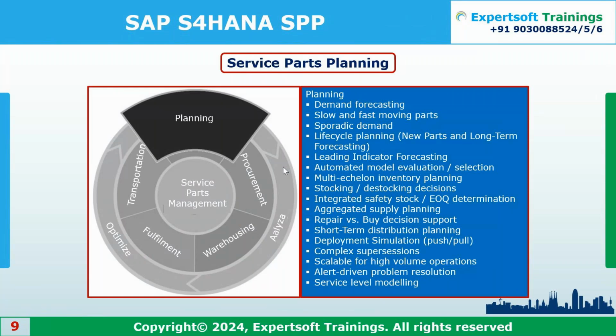So service parts planning gives us advantages like demand forecasting. We can pick up the existing products and existing sales orders and do the forecasting. Also, it helps with slow parts and fast moving parts. And as I said, with sporadic demands, in a scenario where we have introduced a new product, or it does not have a sales history, or maybe due to some reason the sales history does not exist for some periods, SPP gives us the advantage of dealing with all those products.